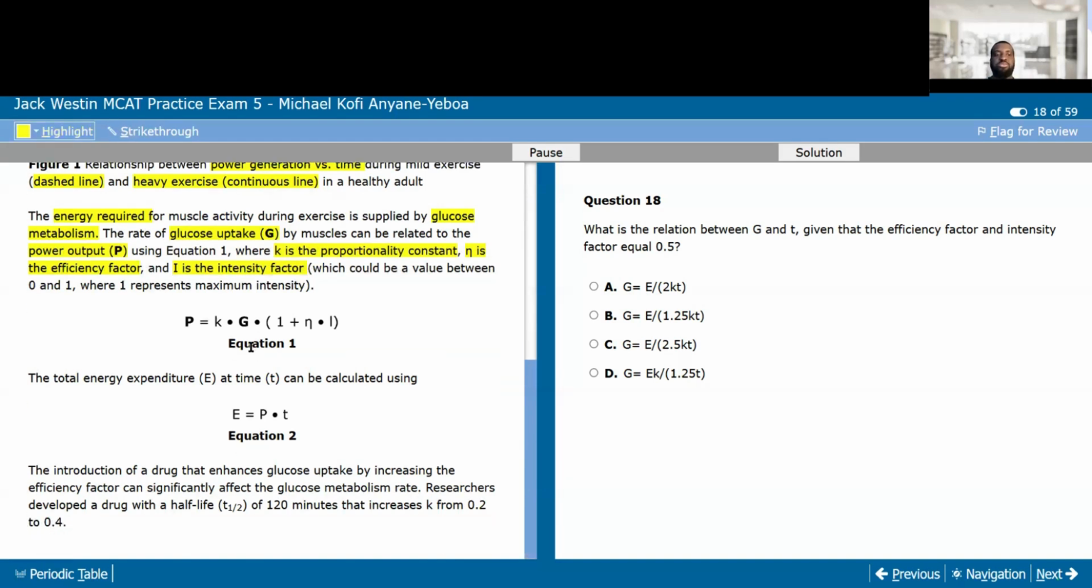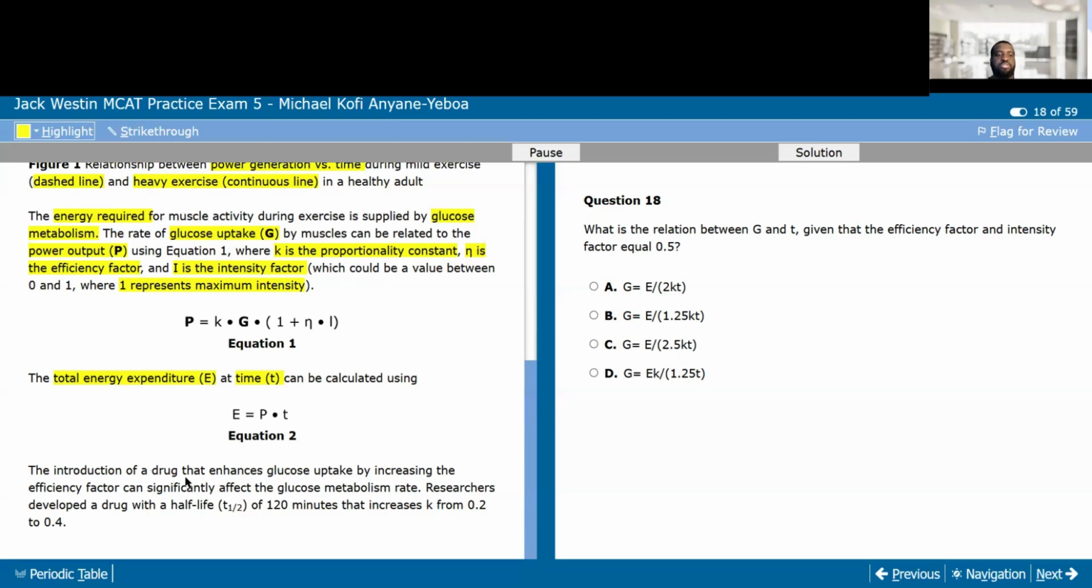I'm highlighting a lot because I just want you to see things you should be looking at, right? Which could be a value between 0 and 1, where 1 represents, this might be important, I don't know. P is equal to K times G; they've given us the equation. Total energy expenditure, E, and time as T can be calculated. We need to be able to define all our variables, right? Energy is equal to power multiplied by time. So the total energy expenditure is equal to the power output multiplied by the time.